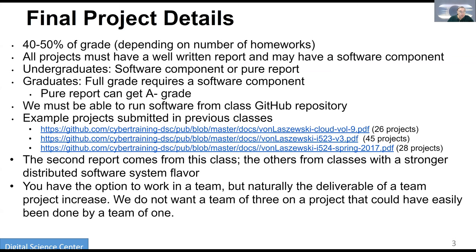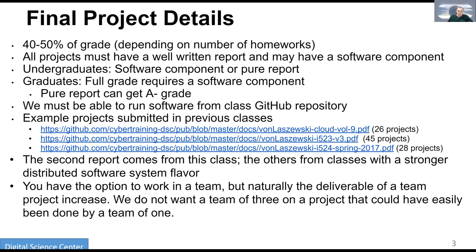So this final project, I'm not quite certain how many homeworks and lessons we have. They'll be somewhere between 40 and 50% of the grade, probably 40%. And the project will always have a report, and it's either a report plus software or just a report. Undergraduates can choose to do either software or report without penalty. Graduate students need to do a software component to get a full grade. You can get an A minus without a software.